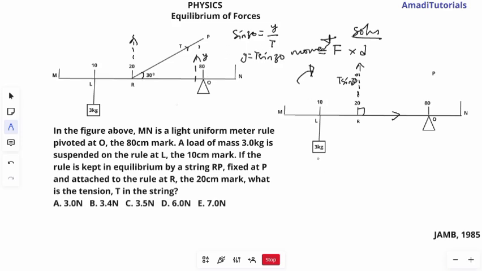So let's continue with our calculation. So now it's time to take moment about the fulcrum here. Now this mass here, 3 kg, is acting anti-clockwise. That's this way. It will tend to turn this rule downward with respect to this fulcrum here. Then this vertical component going upward will be clockwise, because it will tend to try to turn the rule the other way. So in the end, both of them will end up keeping the rule in equilibrium.